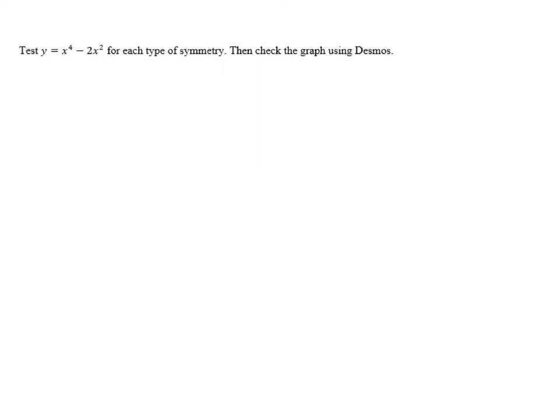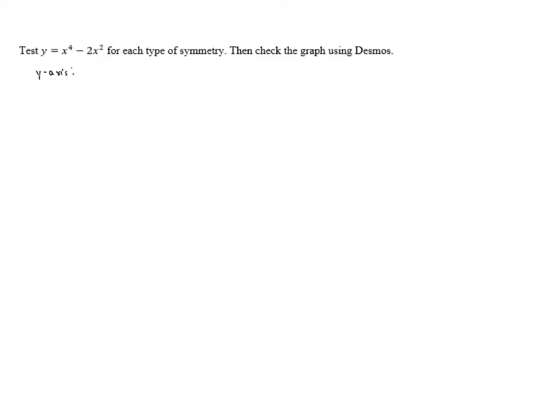Test y equals x to the fourth minus 2x squared for each type of symmetry. Then check the graph using Desmos. So we have three types of symmetry that we need to check with each of these problems. The first is symmetry with respect to the y-axis.